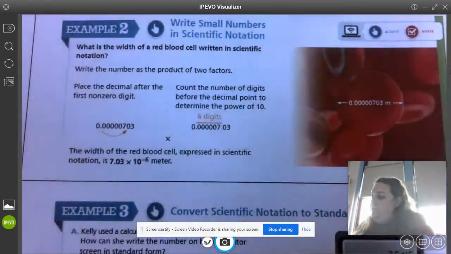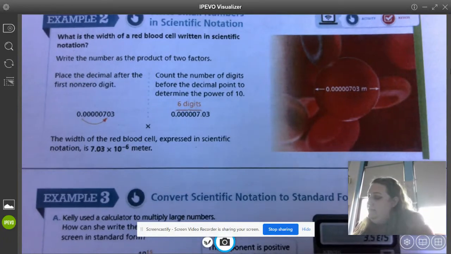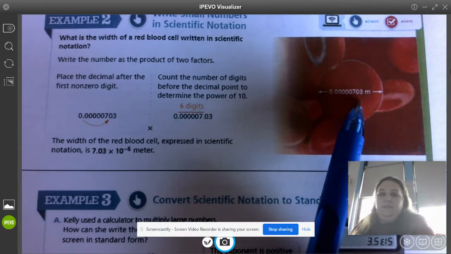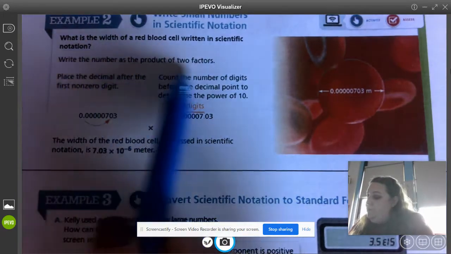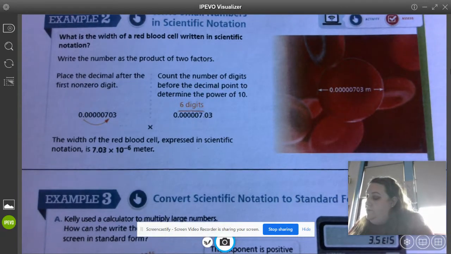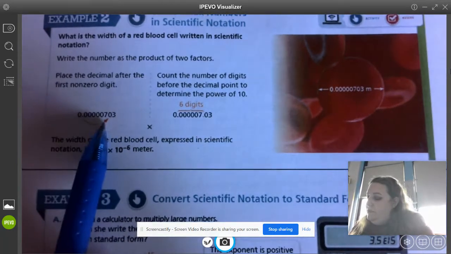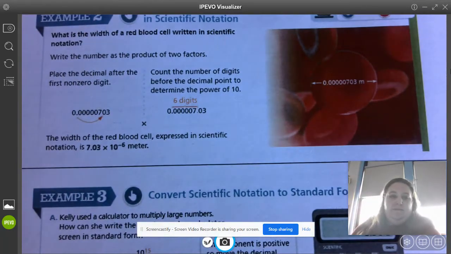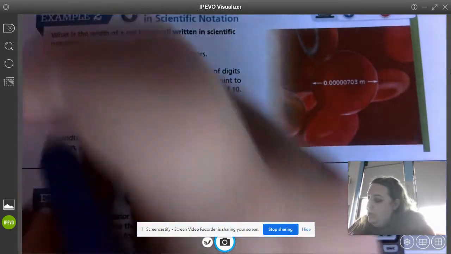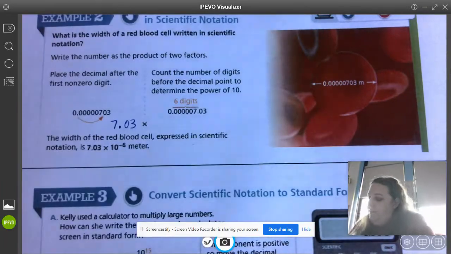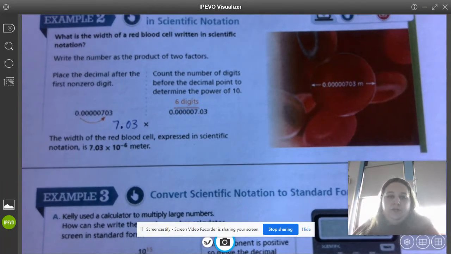So, what is the width of a red blood cell written in scientific notation? They give us a picture here with the distance in standard form. We're going to write the number as the product of two factors. Once again, we're going to place the decimal after the first non-zero digit, in this case 7. So this is going to look like 7.03, because we need to include all non-zero digits.